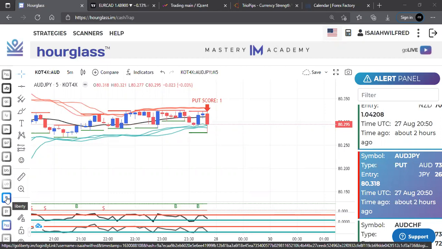1% to 2% is advisable, right? Don't use more than that. If your account is $100, 1% is $1, and 2% of $100 is just $2. If your account is $1,000, 1% is $10 and 2% is $20. Don't use more than that per trade. So I believe everybody understands.